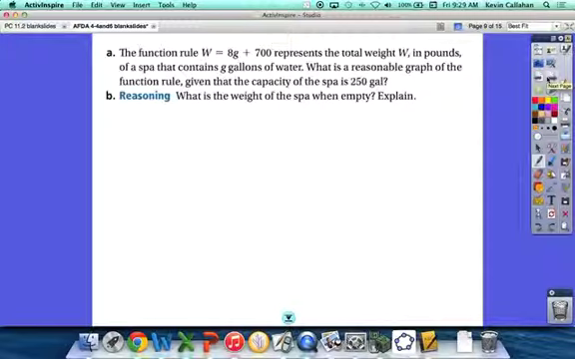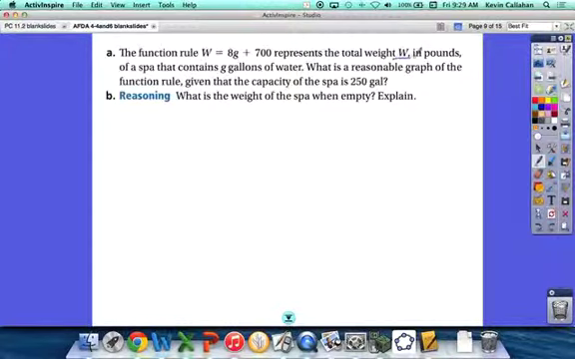Okay. Now you've got to get to the point where you don't just look at this thing, because of all the words, and say, I'm not doing it. Because in the end, it's no harder than the problem we just did. It's wrapped with some words around it, but in the end, it's asking you to do kind of similar things. The function rule W equals 8g plus 700 represents the total weight, W, in pounds of a spa that contains G gallons of water, right?